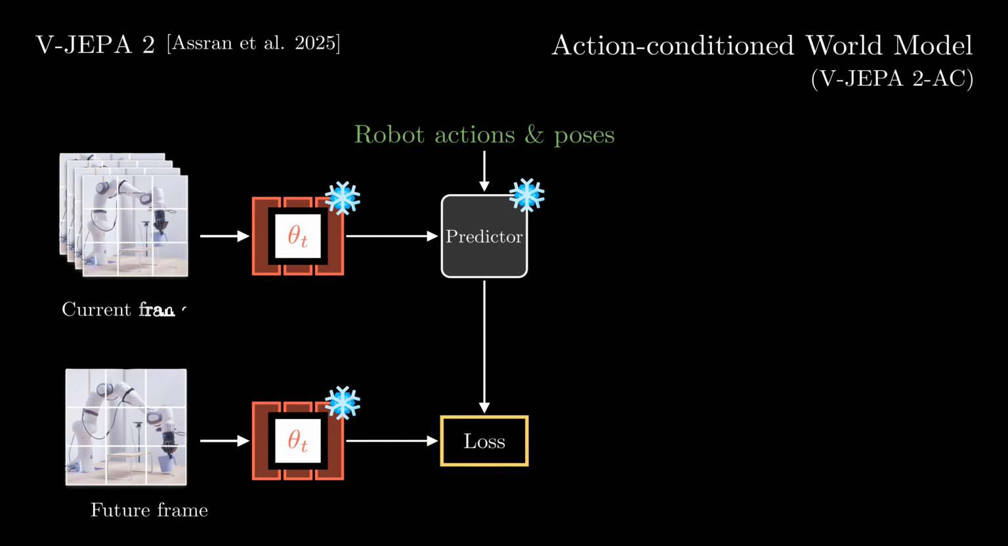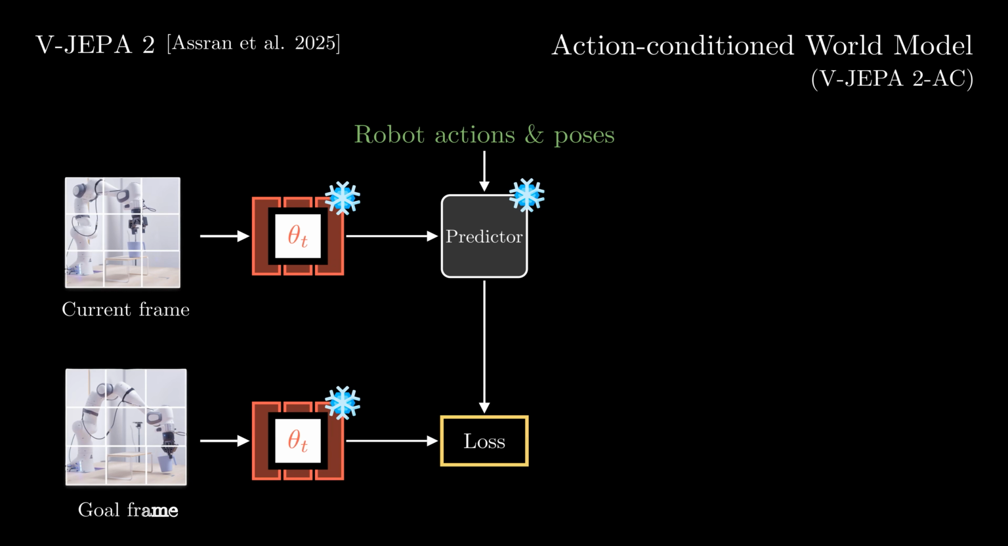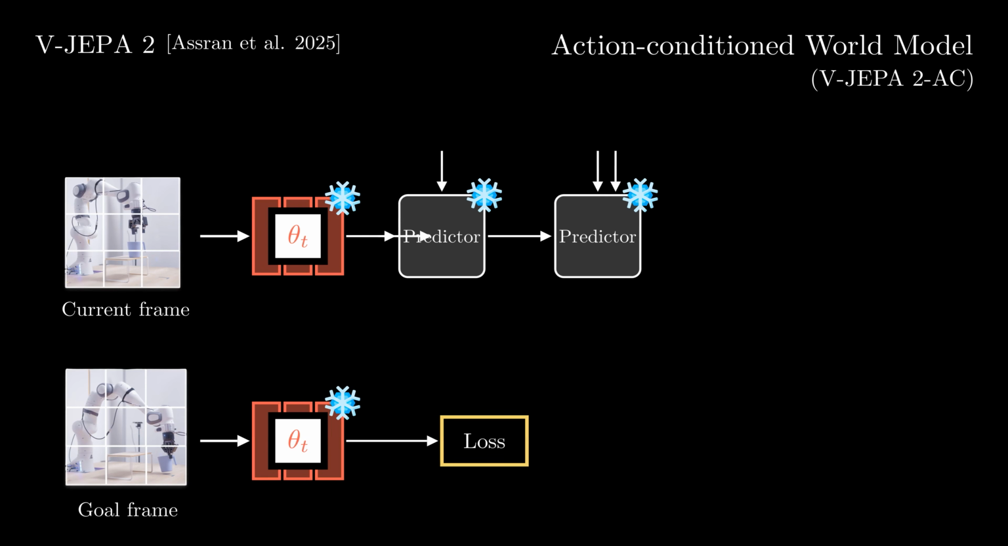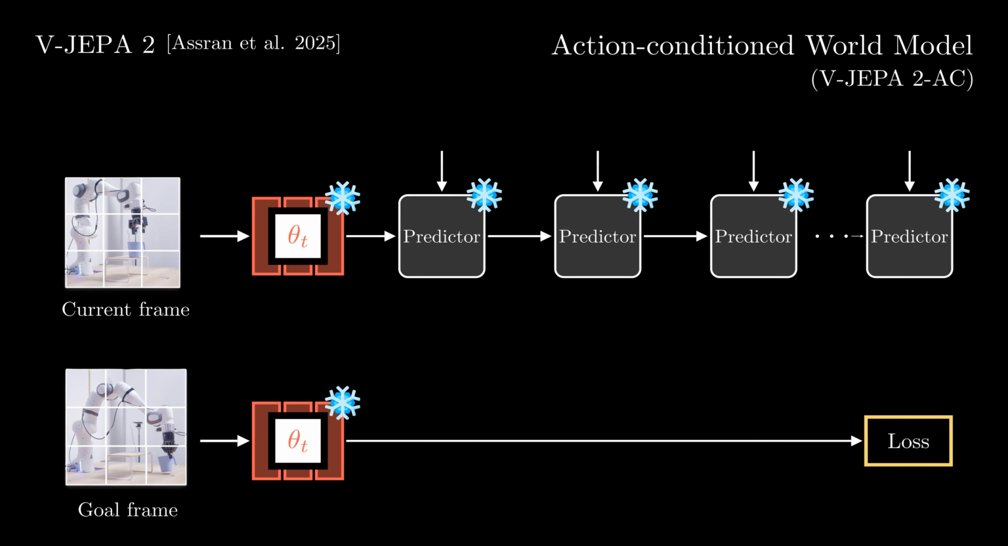More specifically, starting from the embedding of the current frame, we roll out a chain of predictions through time, conditioned on a candidate action sequence A1, A2, and so on. The rollout and score loop is called planning. We can search for actions that accomplish the task by checking how close the predicted final embedding is to the goal.